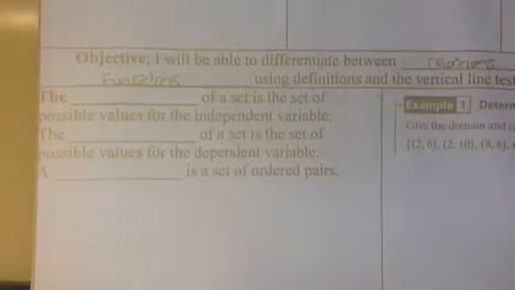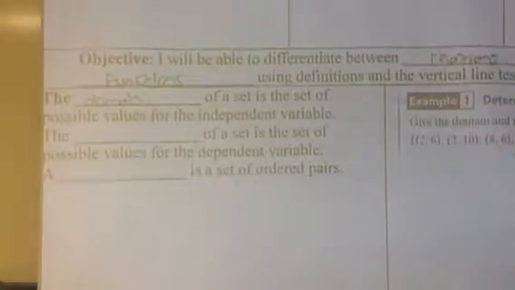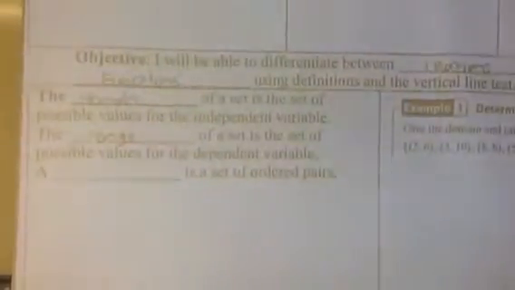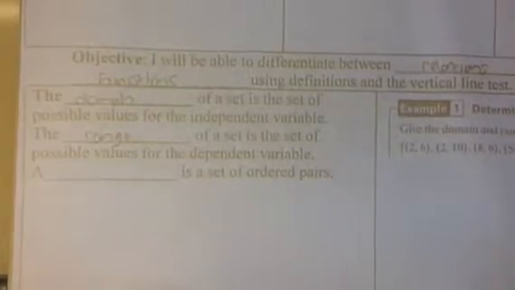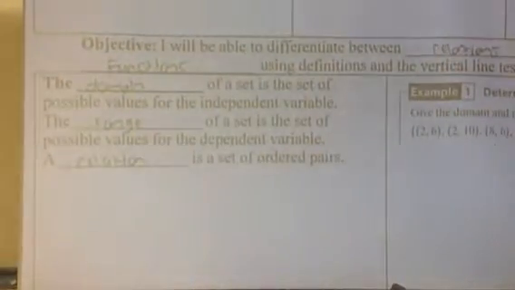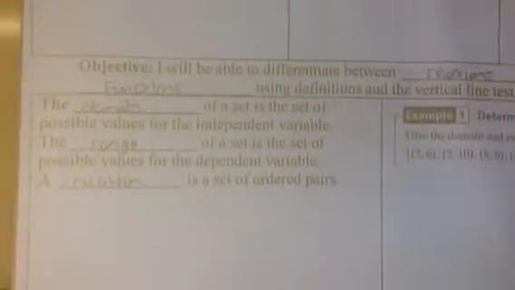So the first thing we need to do is go over some quick definitions. The domain of a set is the set of possible values for the independent variable. So the domain is all of your x values. The range of a set is the set of possible values for the dependent variable. So domain is x, your range values are y. And then a relation is just a set of ordered pairs. A relation is just more than one ordered pair.